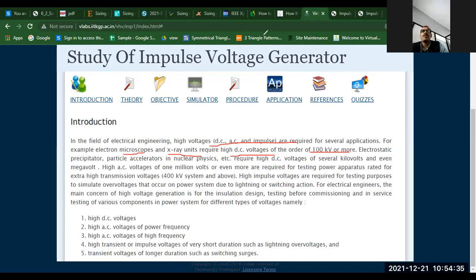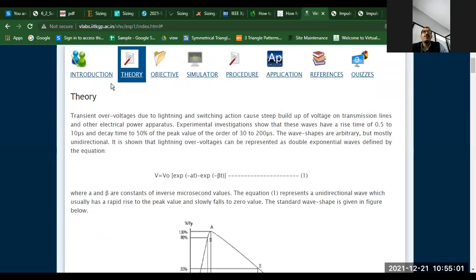Okay, so we will understand the different types of voltages: high voltage DC, then high voltage AC of power frequency, then high AC voltage of high frequency, then high transient or impulse voltage, and transient voltage. So such kinds of voltages will be there. The theory part for that is here in front of you.